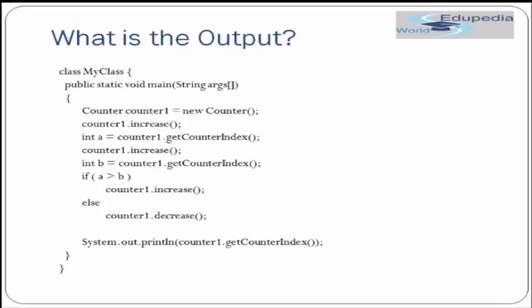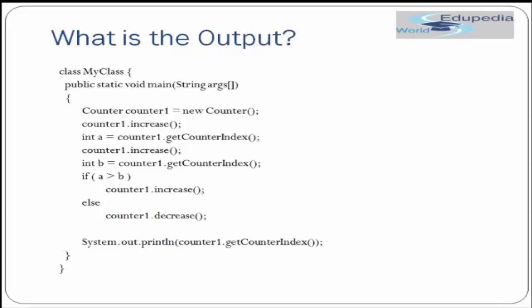Let's guess what's the output according to the class that we have created, Counter. In the first line, you can see counter1 equals new Counter. As soon as you write this line, the constructor gets called. The constructor is used to create the object. So as soon as the new Counter line occurs, the constructor gets called and the object is created.